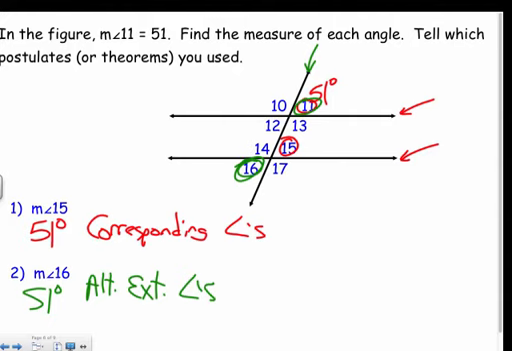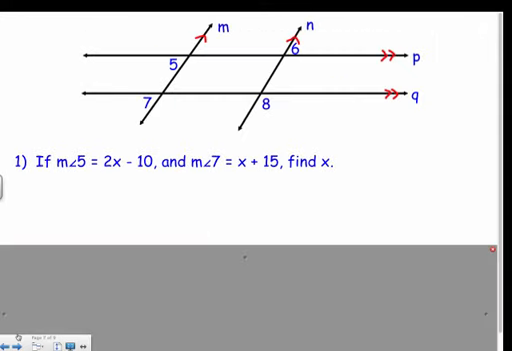What else do I notice about 16? Isn't it vertical to 15? So really, I know that 15 is 51. I could say 16 is 51 because of vertical angles. So we can use anything that we've learned so far.